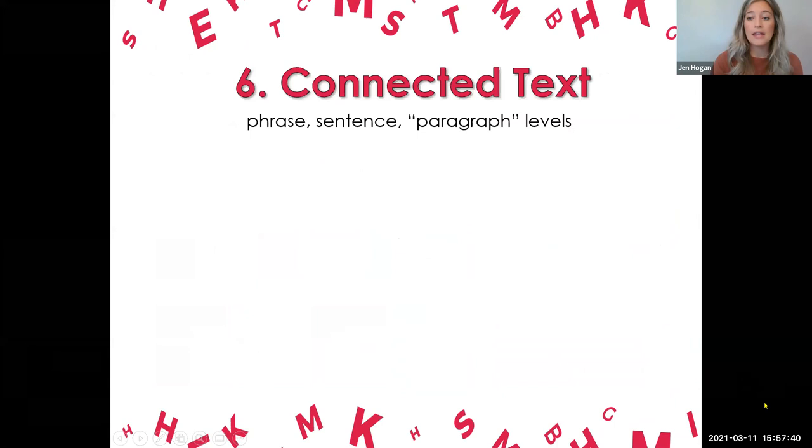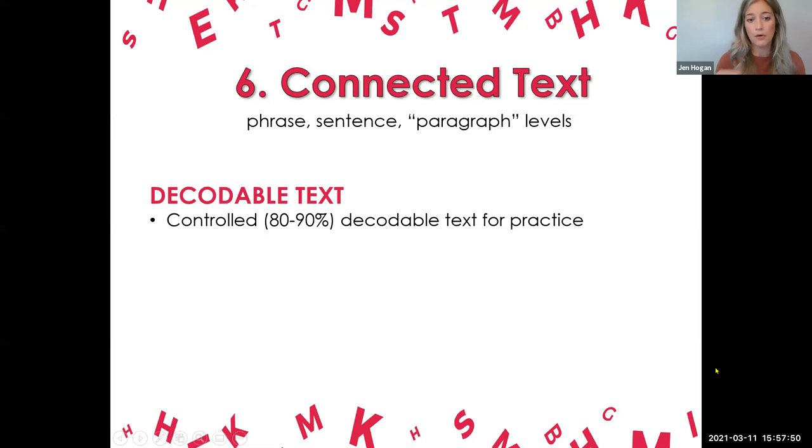And the last part of this is connected text. And by that, it could be the phrase level, it could be the sentence level, or it could be the paragraph level. And for this, I love decodable text. Decodable text is text that is 80 to 90% decodable, which means 80 to 90% of the words in the text are letter sound correspondences that the students have already been taught.